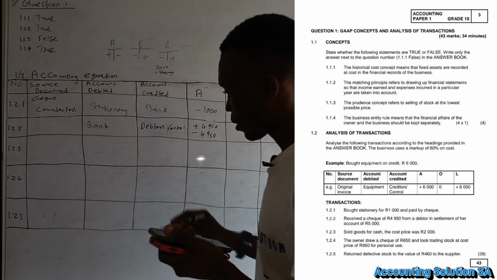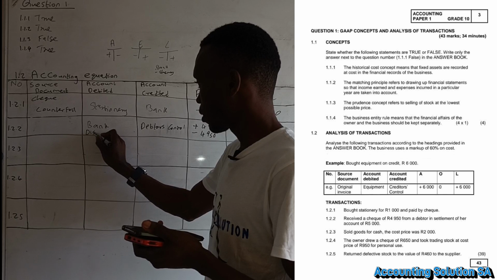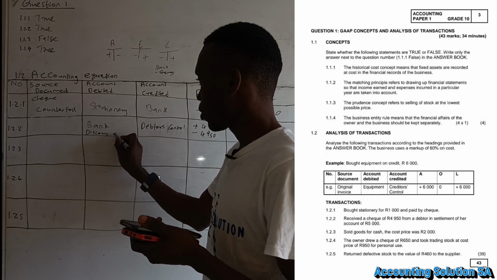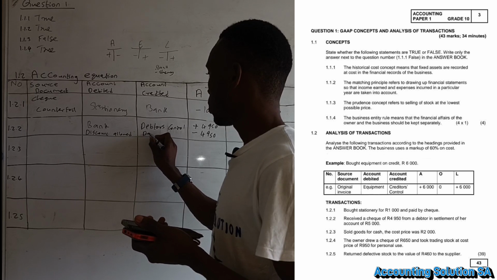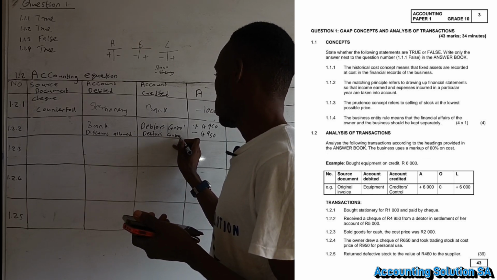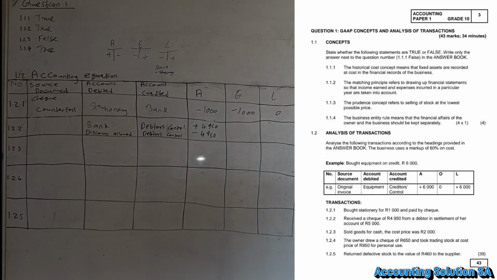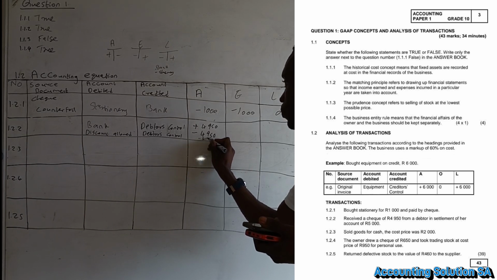Okay, we are going to say it, discount allowed, and what? Debtors control. Okay, which means that debtors control is going to be reduced by 50 rand of discount.